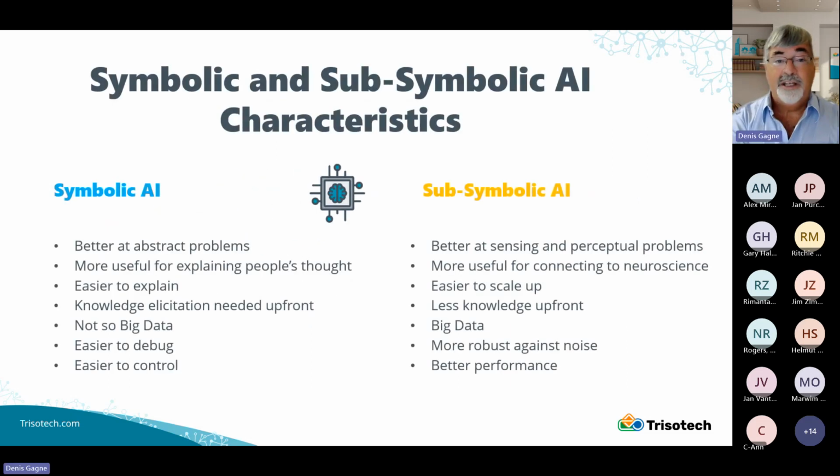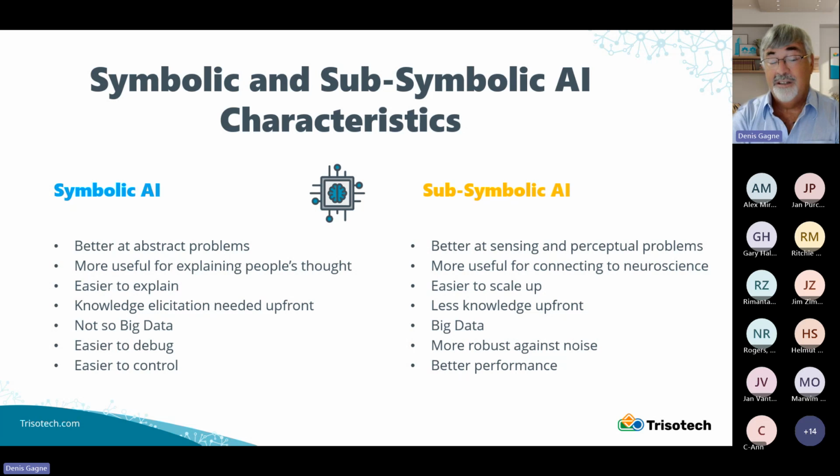But admittedly, and even from the beginning, so this has been true for at least 40 years, we know that symbolic AI is better at abstract problems, more useful for explaining people's thought, easier to explain. Knowledge elicitation has to be done up front, and that's been a big challenge. It's not so much big data, it's easier to debug and easier to control.